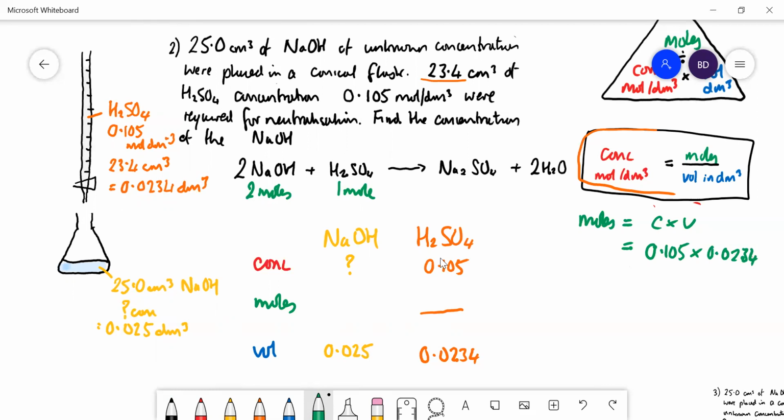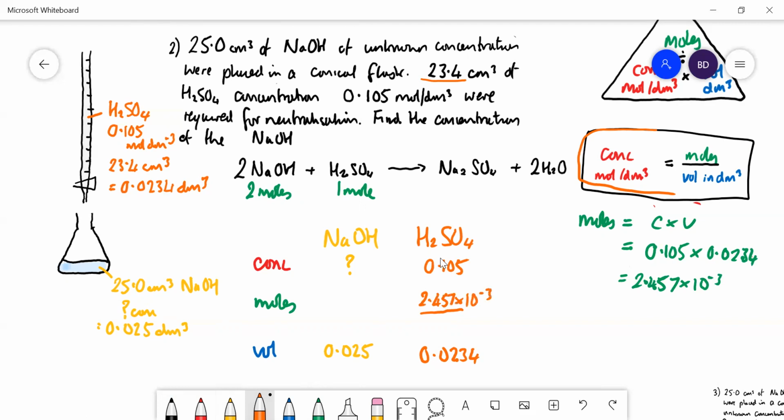So 0.105 times 0.0234 gives 2.457 times 10 to the minus 3. So I'm going to fill that in this column here. That's the moles of sulfuric acid, which is 2.457 times 10 to the minus 3.